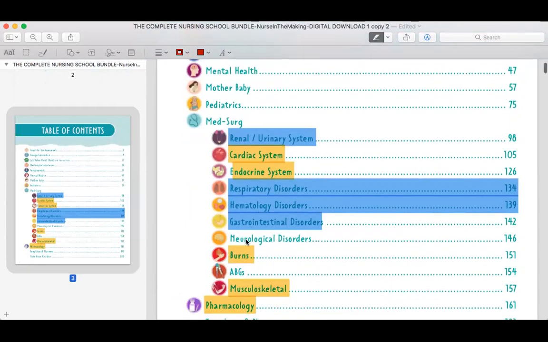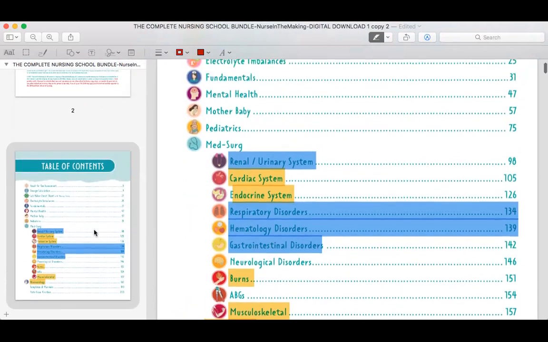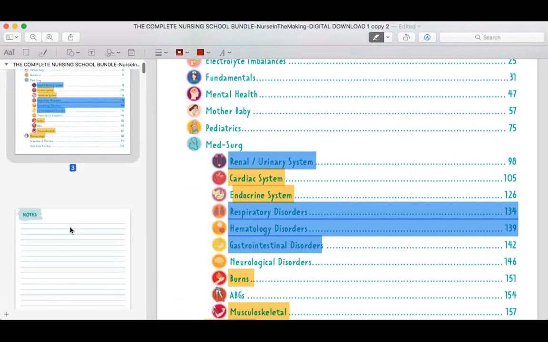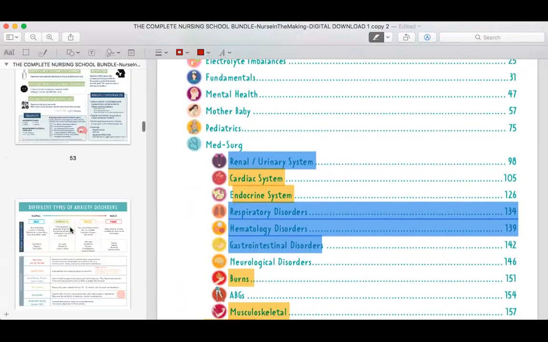So we're gonna go over GI, 142. Maybe that's important to know as well.